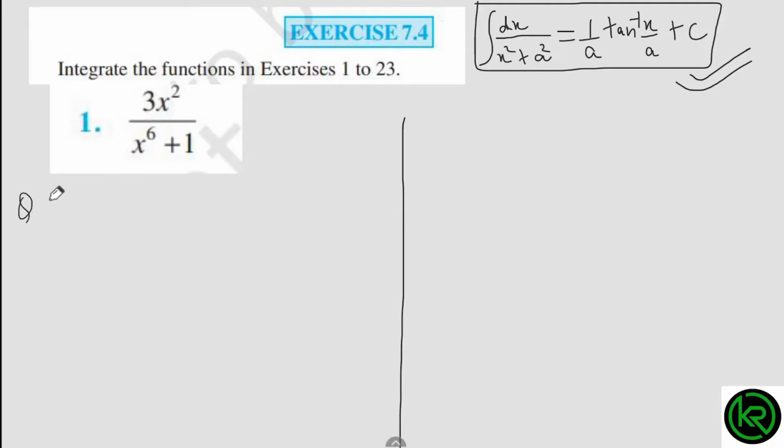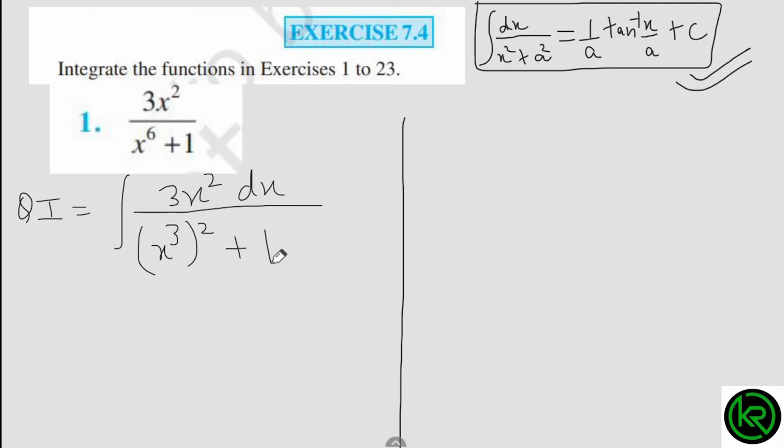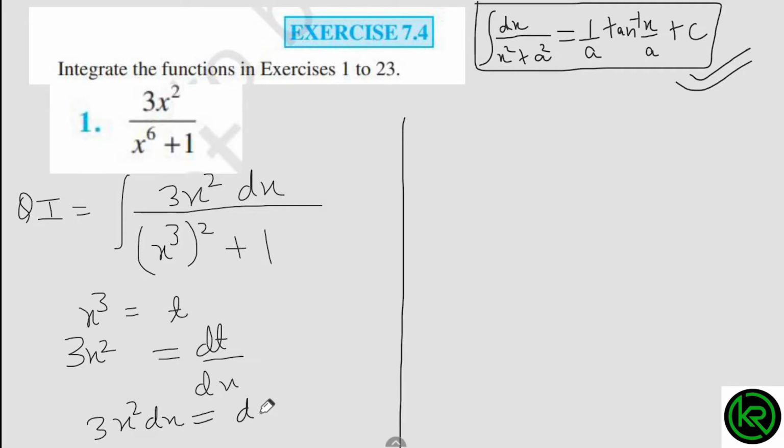Question number first, I is equal to the integral of 3x square dx divided by x to the power 6. We can write, students, (x cube) square plus 1. Okay, here put x cube equal to t and differentiate both sides with respect to x. You will get dt by dx equals 3x square. So 3x square dx will be equal to dt. Use this value in equation first.